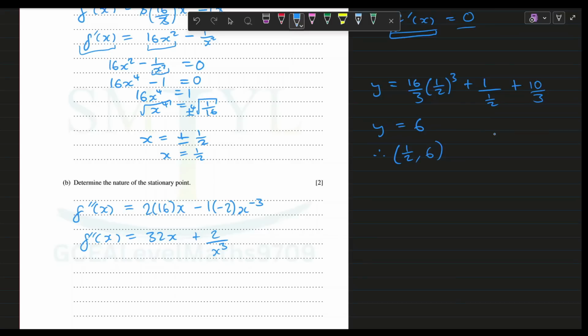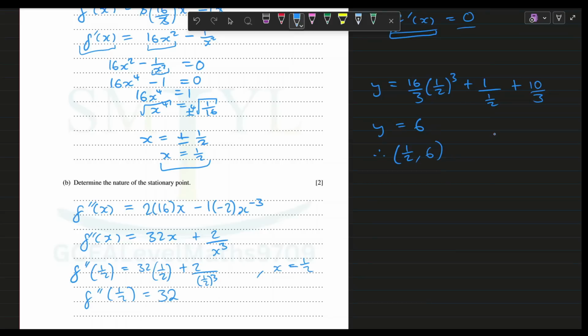We want to evaluate it at our stationary point, so at x is equal to 1 over 2. So f prime prime of 1 over 2 is going to be 32 times 1 over 2 plus 2 over 1 over 2 cubed. Let's punch this into the calculator. This is 32 times 1 over 2 plus 2 over 1 over 2 cubed, and this gives us a 32.